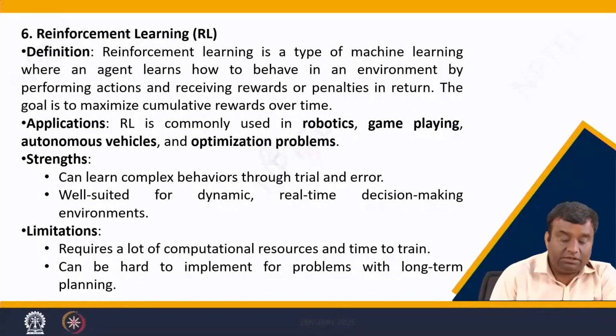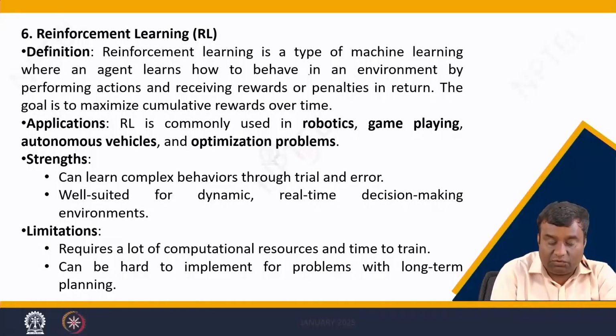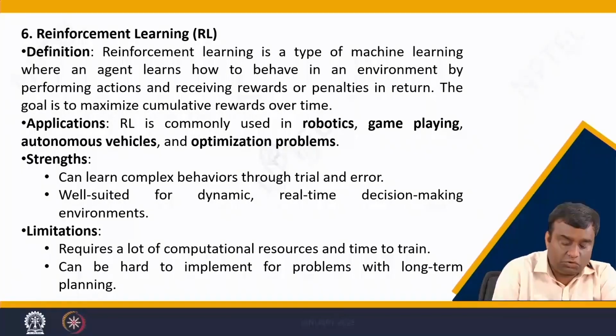Next one is reinforcement learning. Reinforcement learning is a type of machine learning where an agent learns how to behave in an environment by performing actions and receiving rewards or penalties in return. The goal is to maximize cumulative rewards over time. RL, that is reinforcement learning, is commonly used in robotics, game playing, autonomous vehicles, and optimization problems.